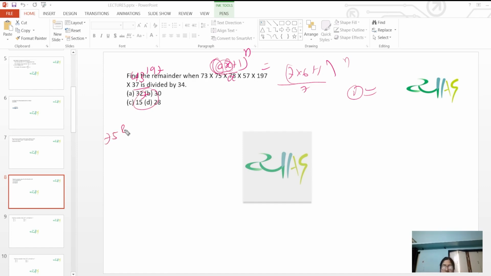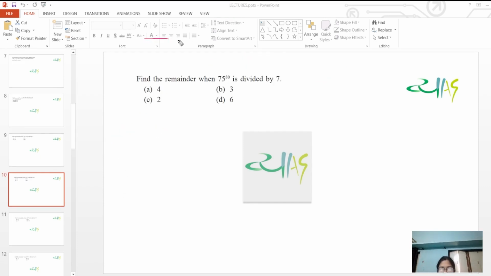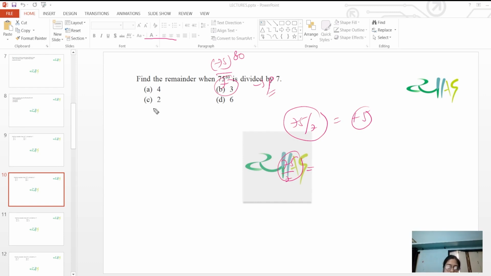So now take 75 divided by 7. Look at this question. You have 75 to the power 80 divided by 7. So 7 is a prime number. Remember this, 7 is a prime number. Divide 75 by 7. What are you going to get as remainder? Plus 5. How? Because you are dividing 75 by 7, 7 times is 70, and then 5 as remainder. Other than that, we are not getting any remainder. So we have 5 to the power 80 divided by 7.